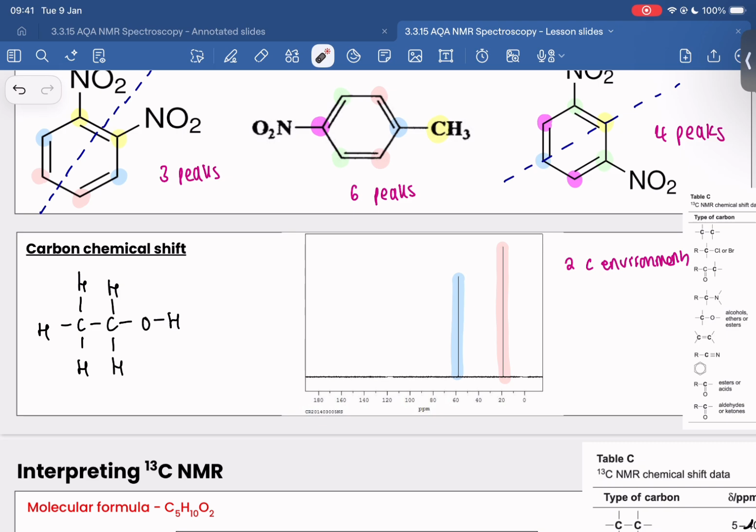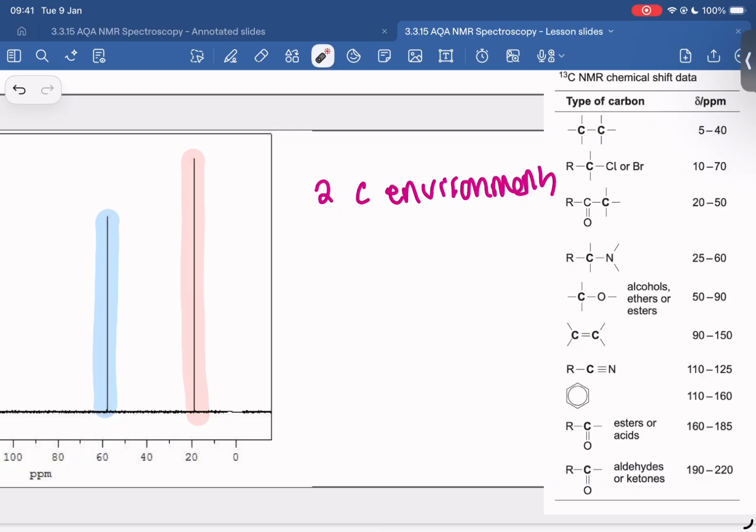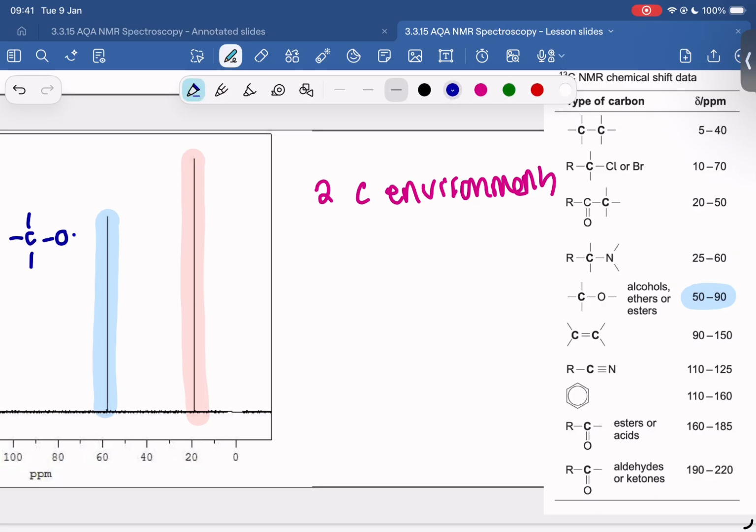Okay, so this is where the table comes in handy. So I've already mentioned that the blue peak is around 60. And so knowing that the structure is ethanol, I can already distinguish that this peak seems to be in this particular range, and therefore it seems that we're looking at CO, right? And then the pink peak is around 20, and so that seems that we're looking at around here, because again, as I said, it is ethanol, and so it can't be attached to a halo, like a halogen.